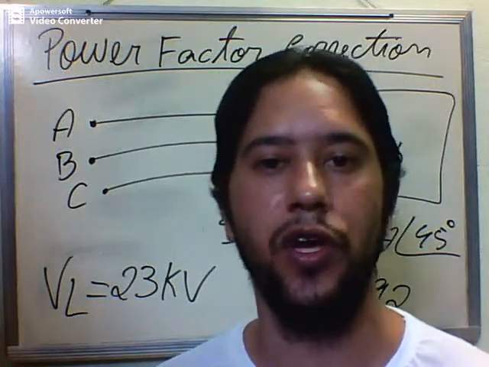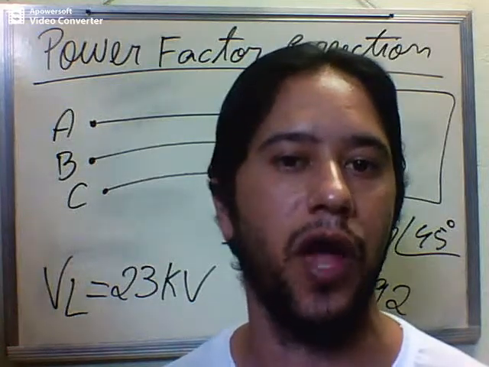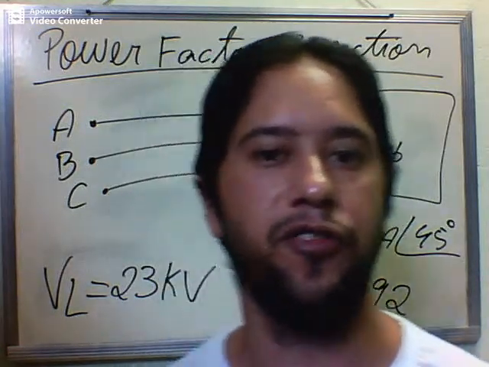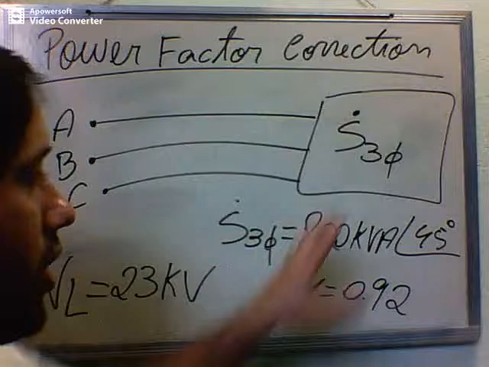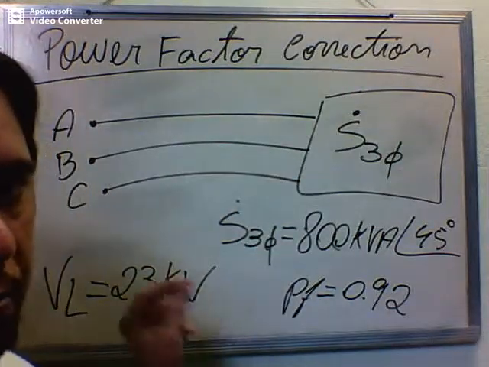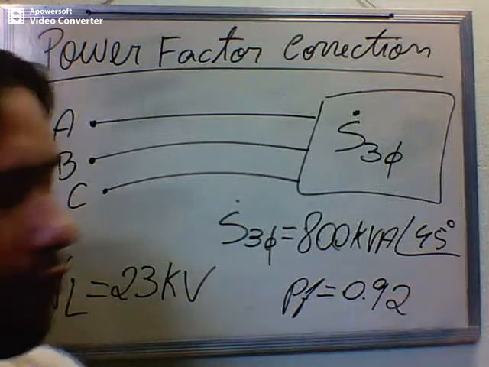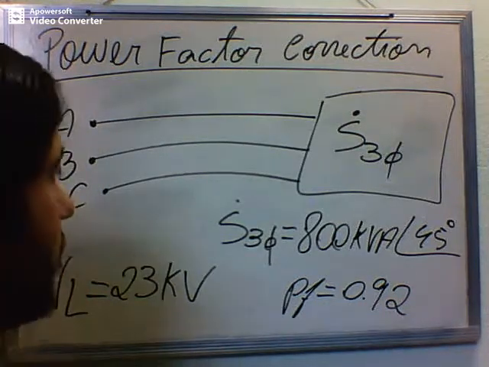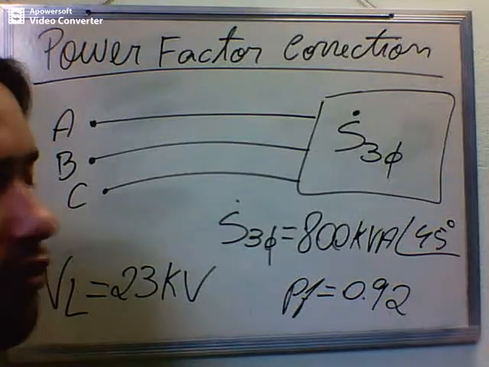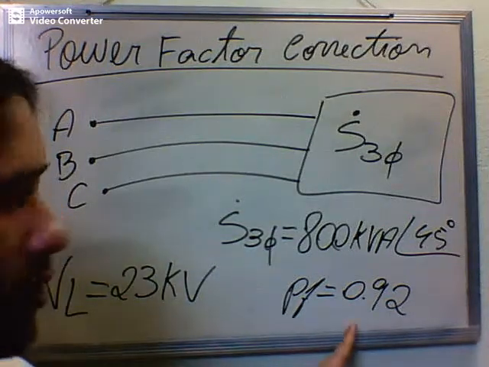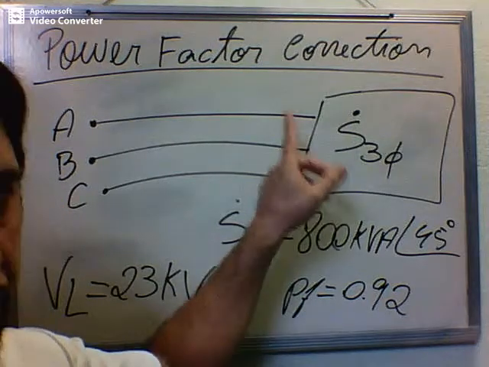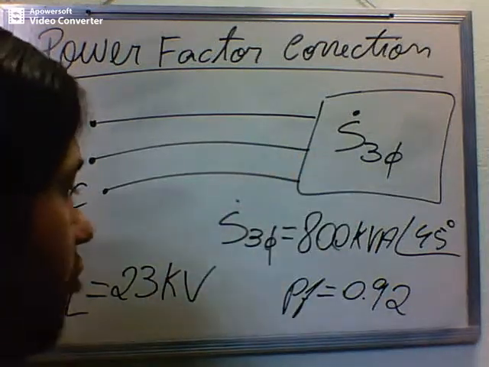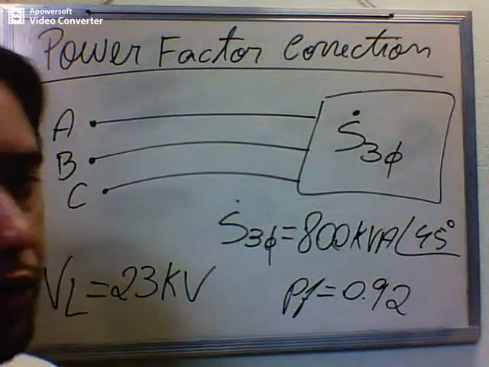My friends, in this video I'm going to be speaking about power factor correction, or if you prefer, power factor adjustment. Take a look at this example that I drew on the board. We have a company whose load is 800 kVA, phase 45 degrees, and in this location the power utility that provides power to this company demands the power factor to be above 0.92. What we need to do is install a capacitor bank here at the entrance of the installation in order to raise the power factor to 0.92.